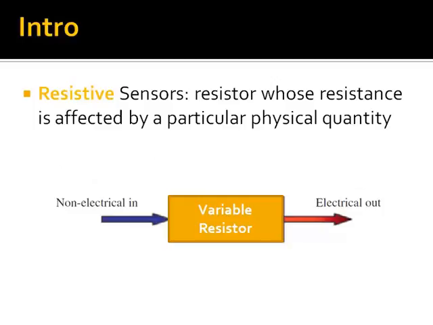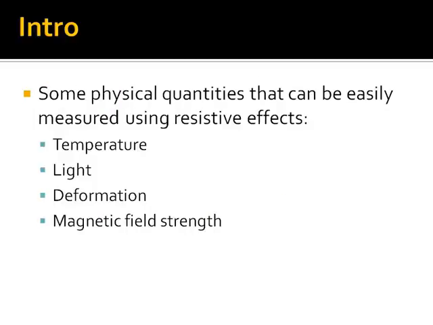In this video, we're going to be taking a look at resistive sensors. Resistive sensors are resistors whose resistance is affected by a particular physical quantity. In this way, the variable resistor is able to convert a non-electrical property input into an electrical property output. Resistive sensors can be used to measure many different kinds of physical quantities, some of them unexpected. We can measure temperature, light, deformation, and even magnetic field strength by using a resistive kind of sensor.